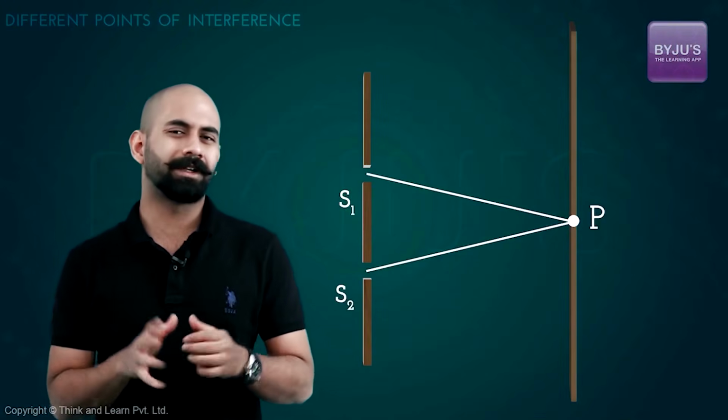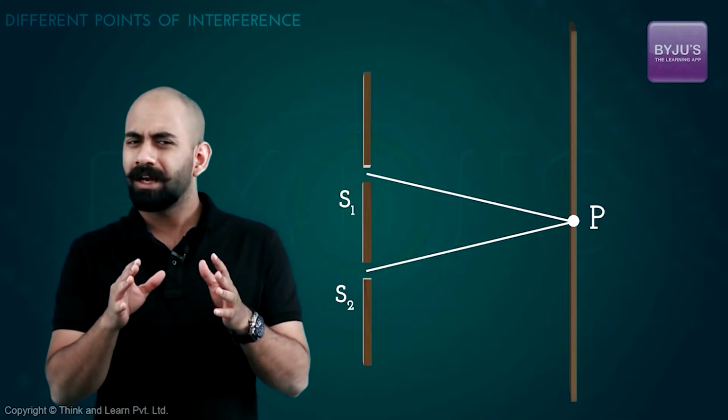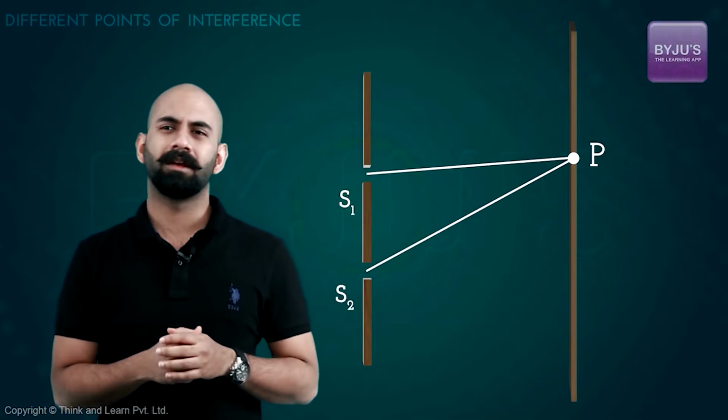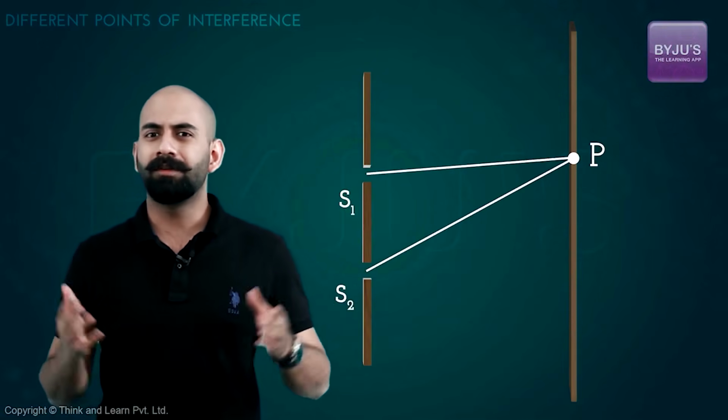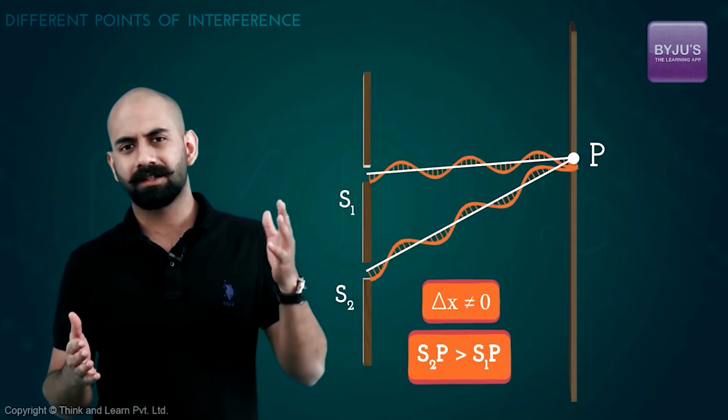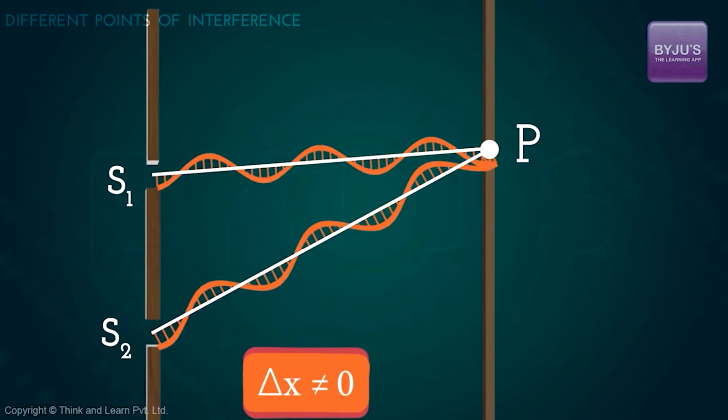Now let me try something different. What if I move that point P a little up, a little above? Now what will happen? Obviously the path difference will not be 0 anymore, right? Because the wave that's coming from S2, the path it's taking will be longer than the wave that's coming from S1, right? So there will be a path difference, which means there will be some phase difference as well, right?